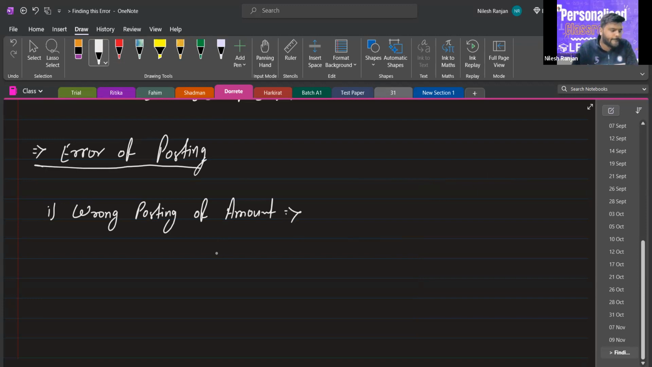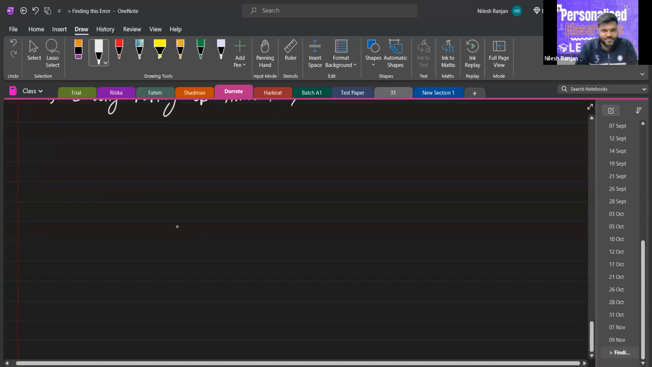Like you did in the last one? No, that is different. That was totaling error. The solution is almost the same, but the error was different. That was totaling error, meaning we have totaled the amount, but that is incorrect. You don't understand the difference between these two? No.